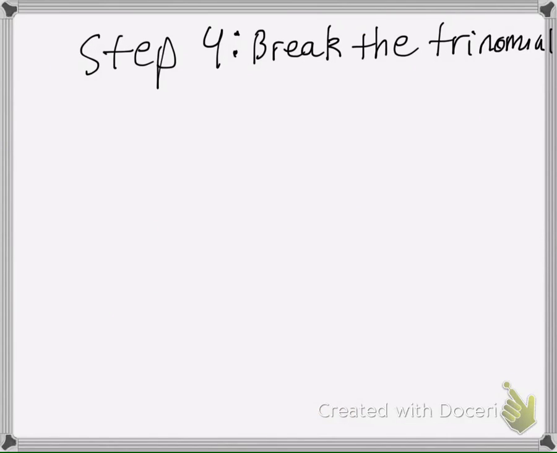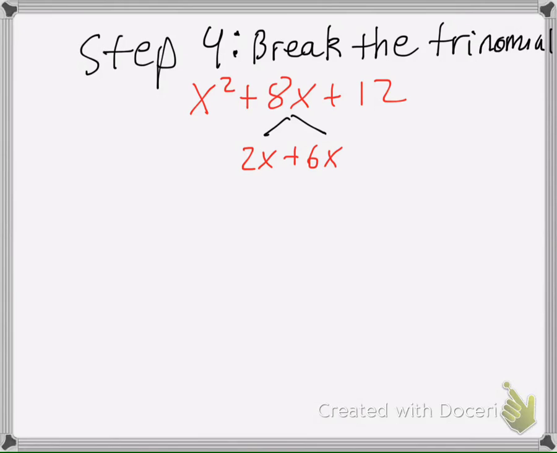Our next step is that we're going to break our trinomial. So now that we know the factors which will add to 8 and multiply to make 12, we can take our trinomial and what I want to do is I actually want to break it down such that our 8x becomes the two pieces which will add to make it. So they'll become 2x plus 6x. Then we'll just pull down our other pieces directly, and I'll get x squared plus 2x plus 6x plus 12.